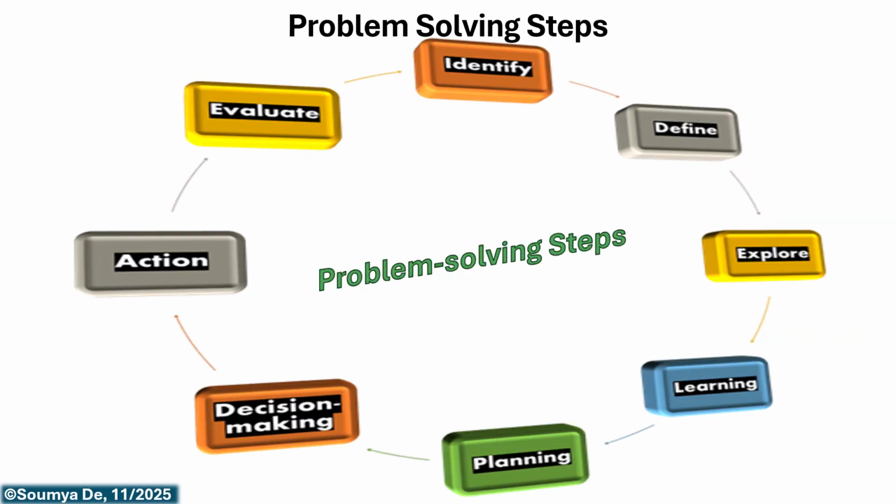Now we are going to experience problem solving with our building blocks. There are 8 steps in this whole process. First, identify the problem, define the problem, explore the problem, learn about it, plan, make decisions, act, and evaluate your results. When you finish step 8, which is evaluation, guess what? If you still didn't reach your goal, we loop back. We repeat the process until you reach your goal. That's what problem solving is all about.